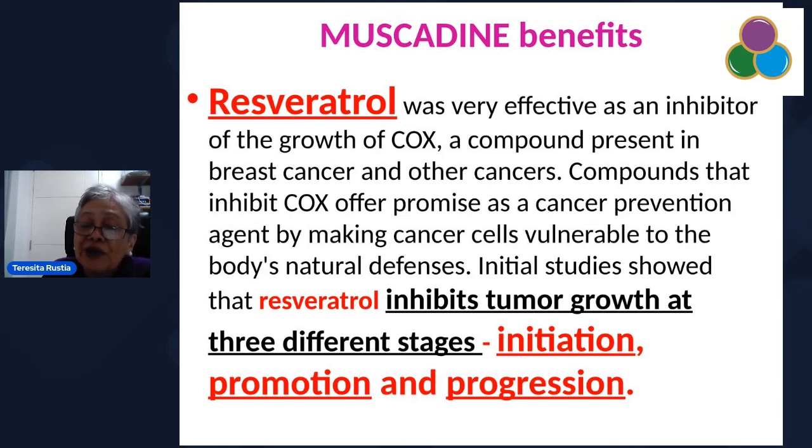So resveratrol inhibits tumor growth at three different stages. Initiation, meaning to say the development of good cells or normal cells to cancer cells, or the division of cancer cells, and multiplication and promotion, and at the same time the metastatic action. Resveratrol is truly a big help. So actually it is being described as chemopreventive. Okay? All right, next slide please.